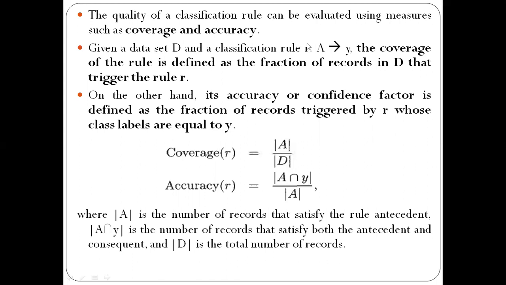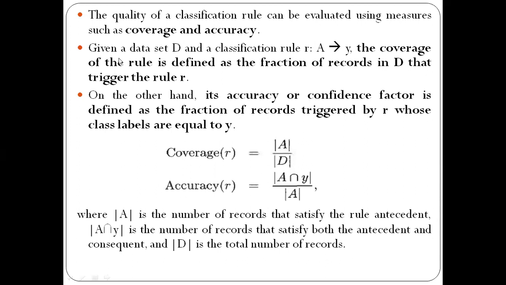And in the same way, the second metric is accuracy. Accuracy is the fraction of records that are triggered by this rule R, and also the class label of these records must be equal to Y. Such a fraction of records is called accuracy. It is also called the confidence factor.